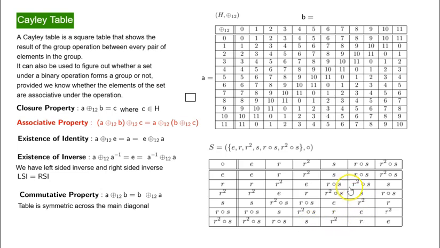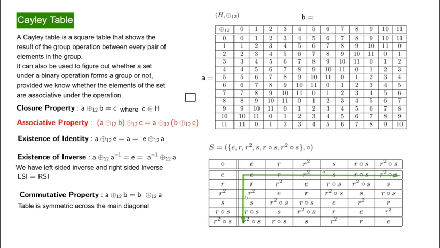So here, all the cells are occupied by values which are there in this set. So it is closed. Associative property, we can't check this way. Existence of identity: again, if you notice, E times E is E, E times R is R, E times R square is R square. So again, we have this and this, which tells us that identity exists.